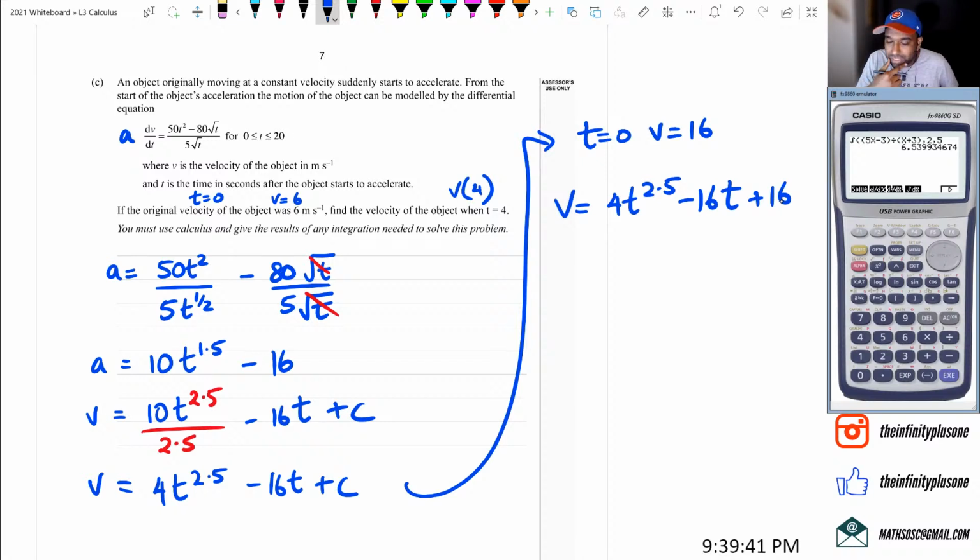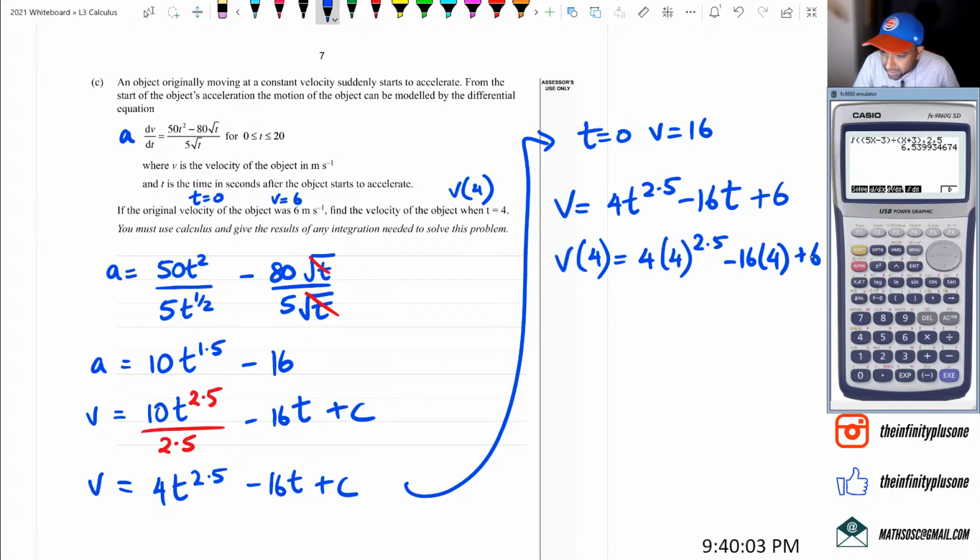Anyway, look, we got velocity, so we're trying to find velocity of, oh yeah, sorry, got distracted. Cats are back, but I'll do this question quickly, and then I'm going to go bring the dog back in. So we got 4 times 4 to the power of 2.5 minus 16 times 4 plus 16. 4 times 4 to the power of 2.5 minus 64 plus 16.